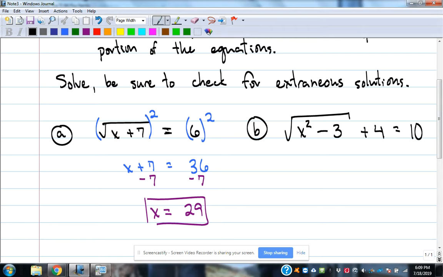So what do we move in order to isolate the square root? Yeah, just subtract the 4. And there we have it. Square root of x squared minus 3 is equal to 6. And then the square root is isolated. I can now get rid of it by doing what to both sides? Squaring. So it looks a lot like the other one. It's got the 6 over there and everything.